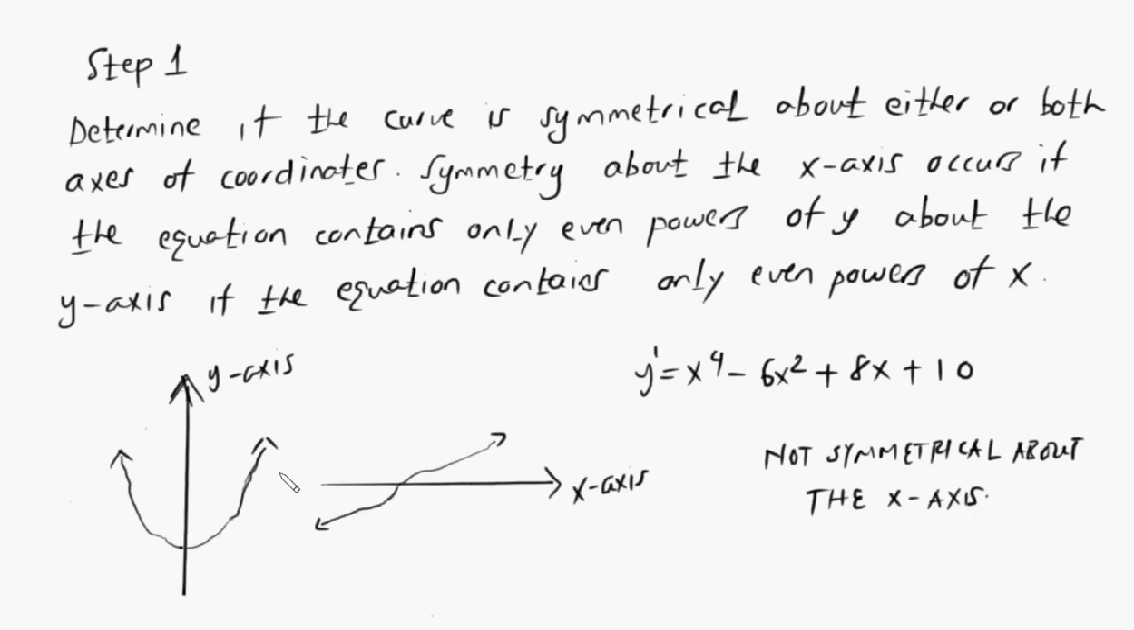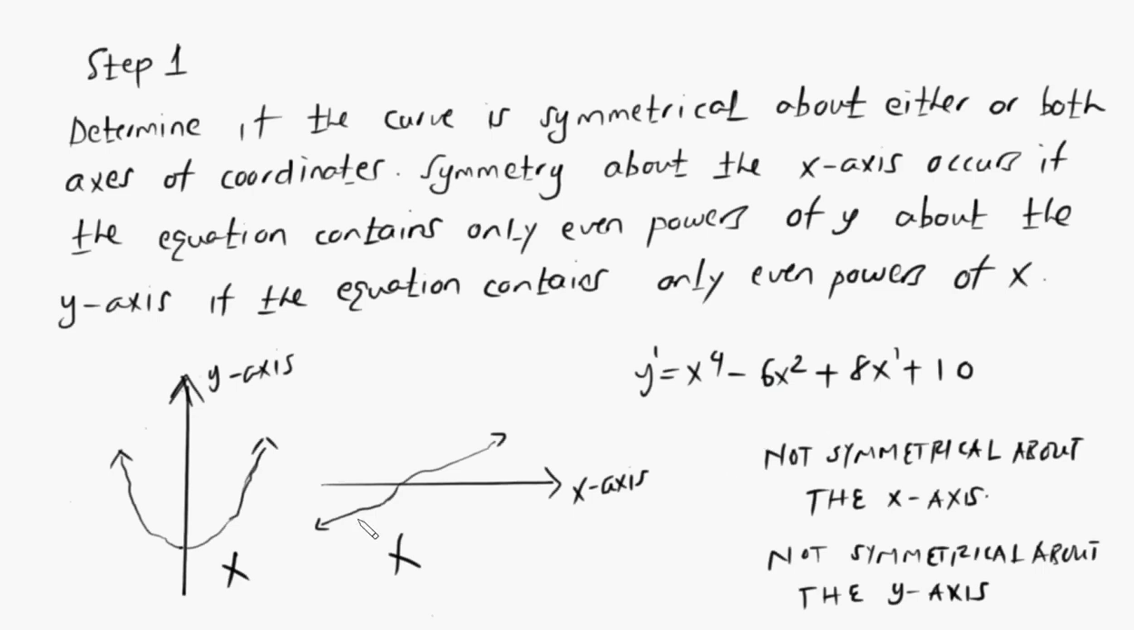Then symmetrical about the y-axis, it should only contain even powers of x. So x power 4 is an even number, this is an even power of x. X power 2 is an even number, this is an even power of x. But x power 1 is an odd number, so this is an odd power of x. So it's also not symmetrical about the y-axis. So our curve is not symmetrical hapa and it's not hapa.